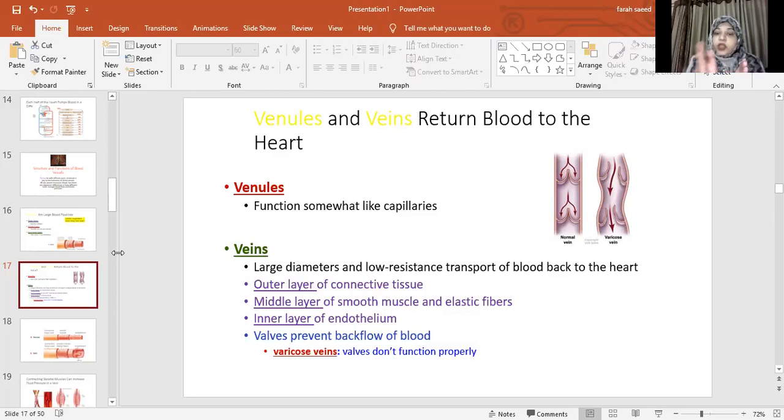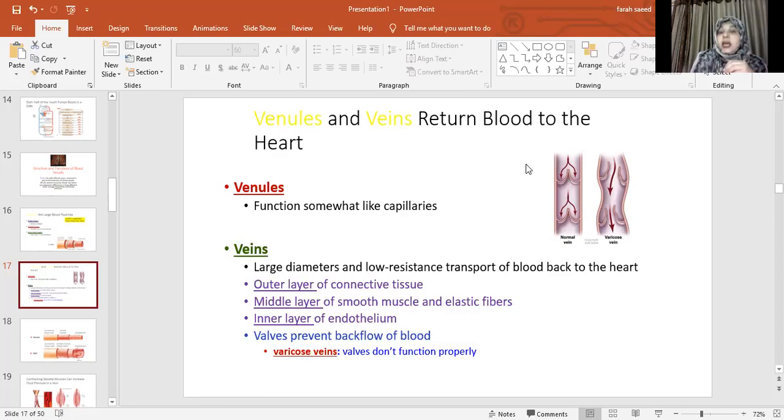Next point related to this is that they have valves. In the veins, valves are present, and these valves ensure the blood flows in one direction. Look at this one. If something happened, blood is flowing. Limited to this normal vein, there is no need to discuss varicose veins. If suppose due to any reason, blood is flowing back, at this time, these valves close and do not allow the backflow of blood.